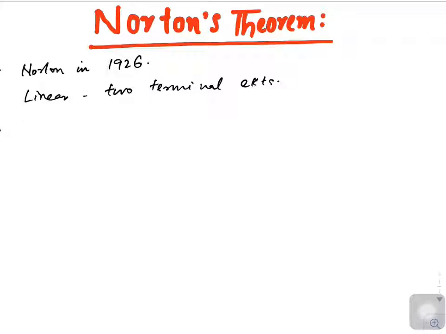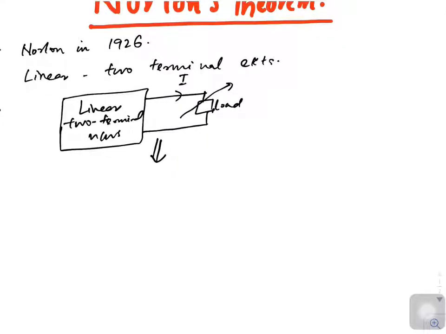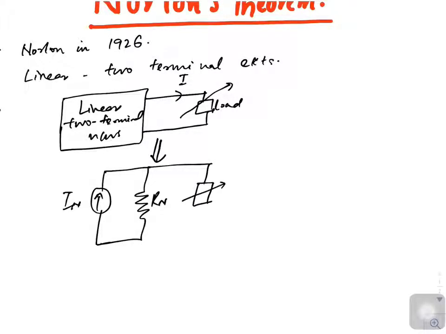And it is solving the same problem. If we are having any kind of linear two-terminal network that is connected across any kind of load, and the load is a variable, and if we want to find current, then according to Norton's theorem we can replace it with one current source in parallel with a resistor that is called Norton resistance, and then we can have our load, that is R. So this is basically the statement of Norton's theorem.